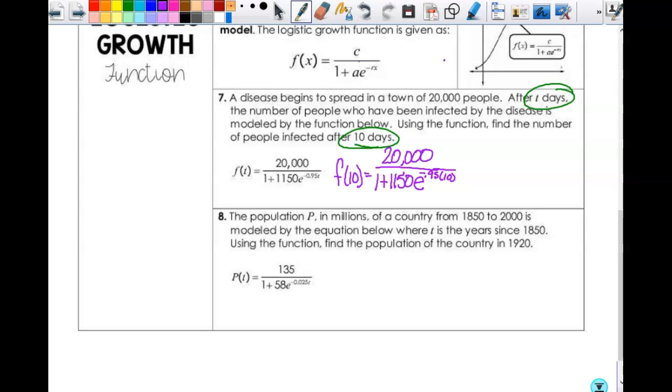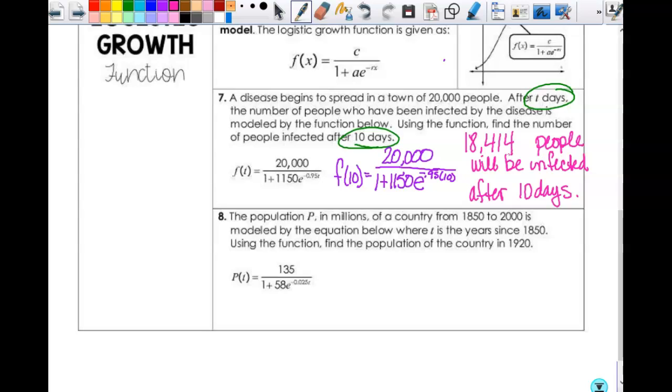So then, to write this out, we would say blank number of people will be infected after 10 days. Okay. So how many people did we get? 18,000. If you got 20,000, I want to see what you typed in.